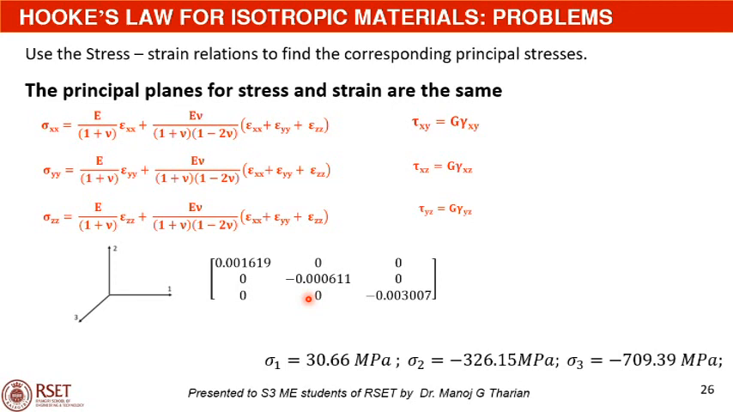Now, using the stress-strain relationship, the principal stresses we obtain are given here. Sigma 1 is equal to 30.66 megapascal, sigma 2 is equal to minus 326.15 megapascal, and sigma 3 is equal to minus 709.39 megapascal. The corresponding principal planes direction cosines are the same as we have obtained for the principal strains. So here we see that we obtain the same answers as we have obtained in the previous method.